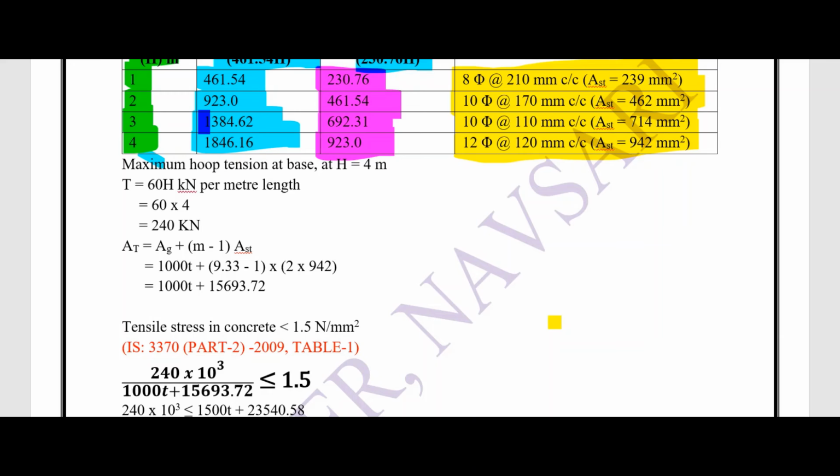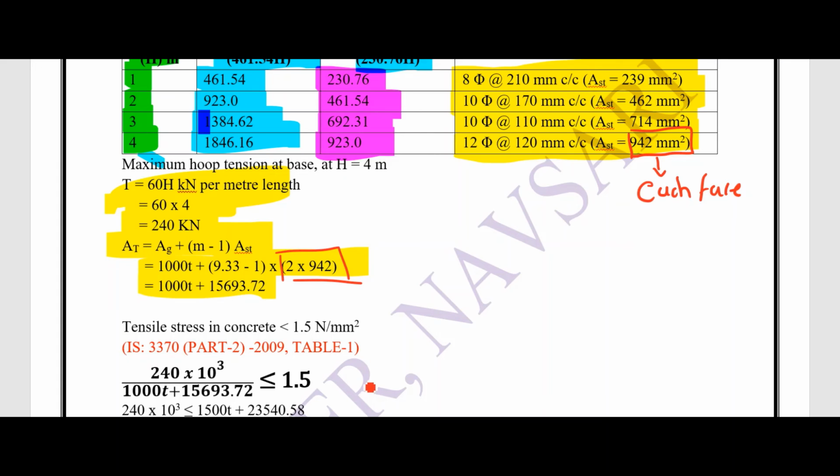But we have to decide the dimension. The same equation we use here. Here Ag is 1000 into T, because we assume the width is 1 meter. m is 9.33. Ast is twice into 942, because this value is for each face, so multiply by 2.